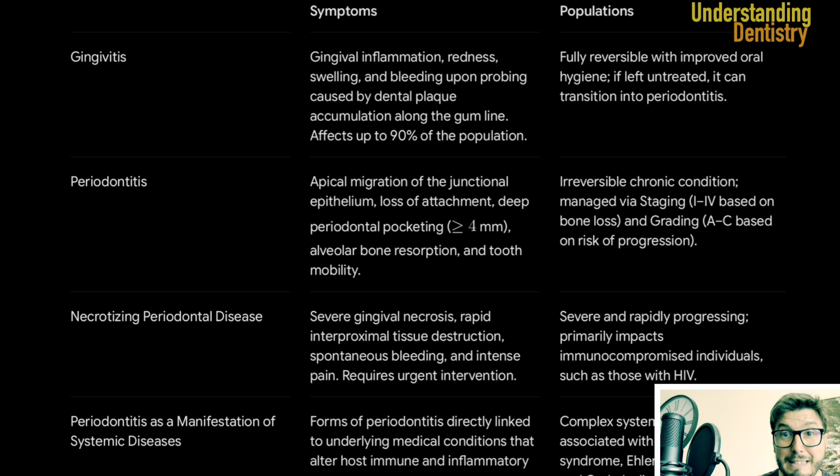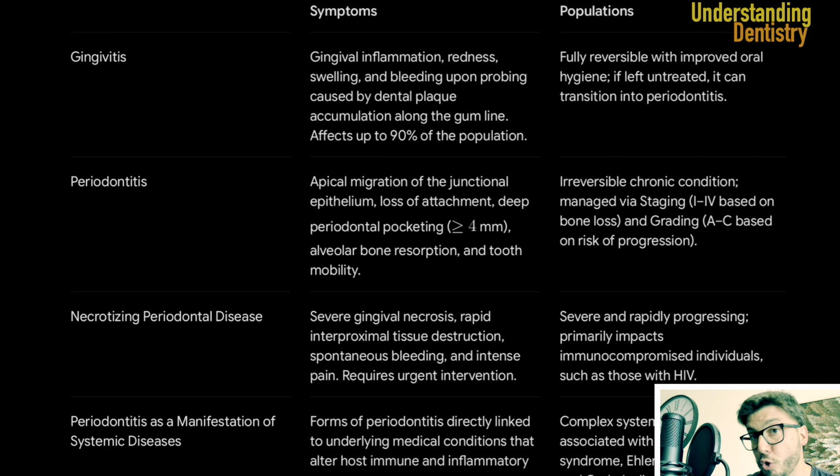So gingivitis, you can pause the video to study if you want. Gingival inflammation, redness, swelling, just like I told you. And of course, that's caused by dental plaque accumulating along the gingival tissue line, of course, right? And then it's fully reversible, of course. Periodontitis, then you have apical migration of the junctional epithelium, loss of attachment, deep periodontal pocketing. So now what was a gingival sulcus is now a periodontal pocket, because that's more than 4 millimeters.